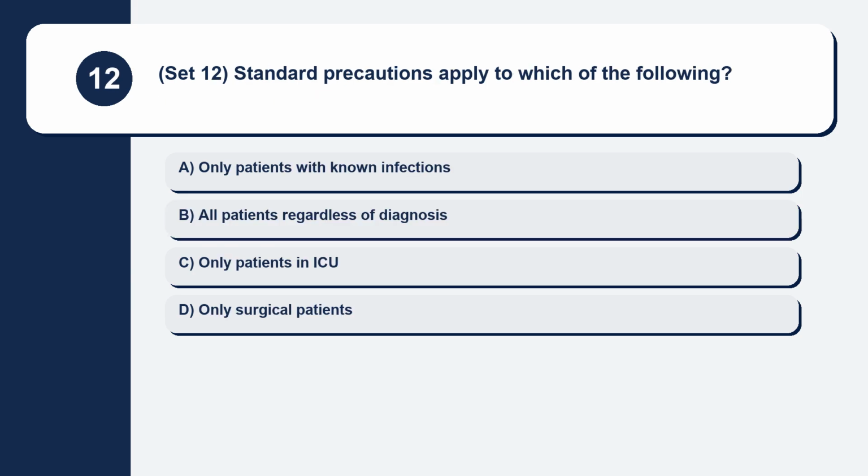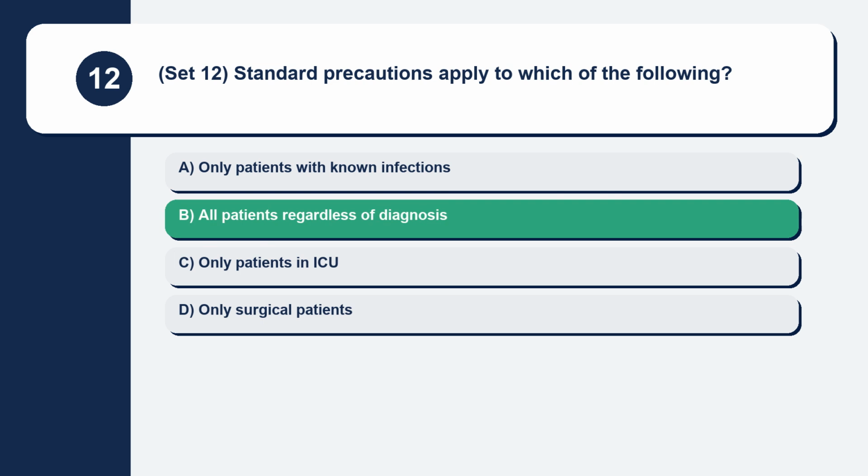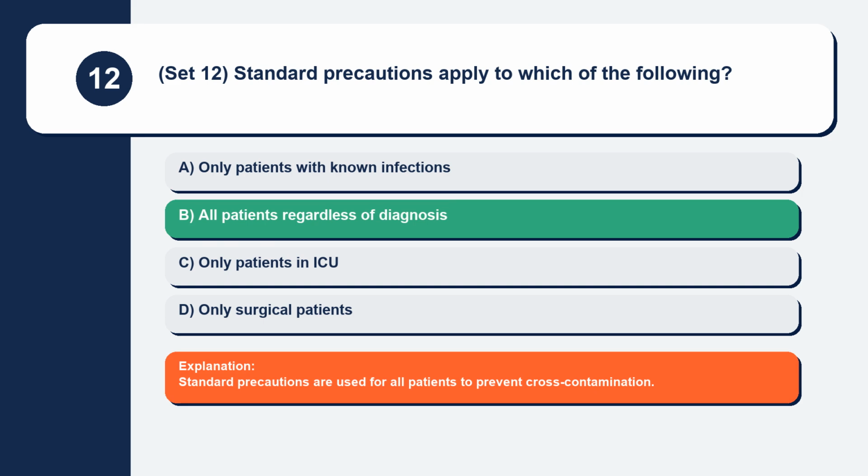Question 12. Set 12. Standard precautions apply to which of the following? Only patients with known infections, all patients regardless of diagnosis, only patients in ICU, only surgical patients. Standard precautions are used for all patients to prevent cross-contamination.